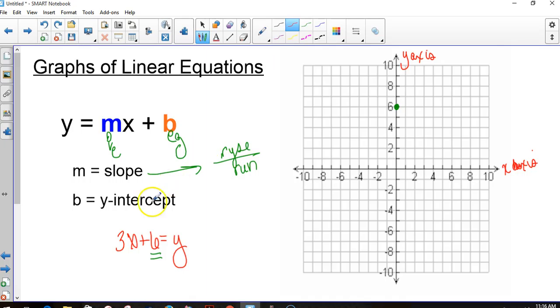If it's not a fraction, you can make it a fraction by putting it over 1. So here, my slope is 3 over 1. Go up 3 from the point that you began at, 1, 2, 3, and then run right 1 and make another point, and that's your line.